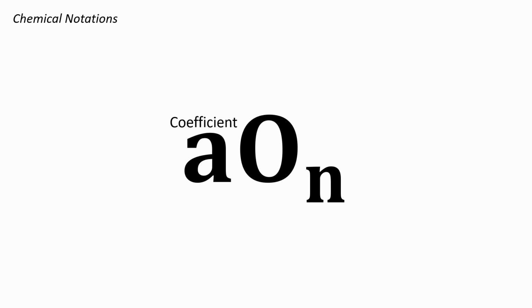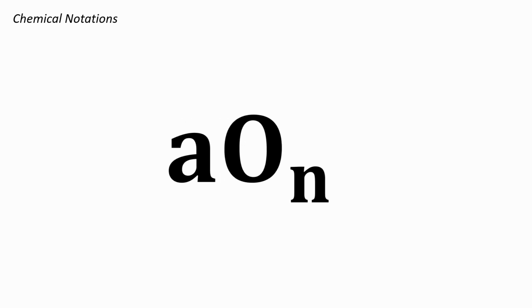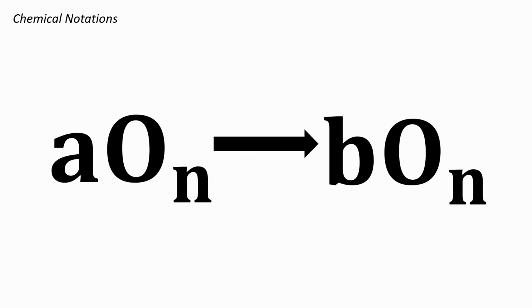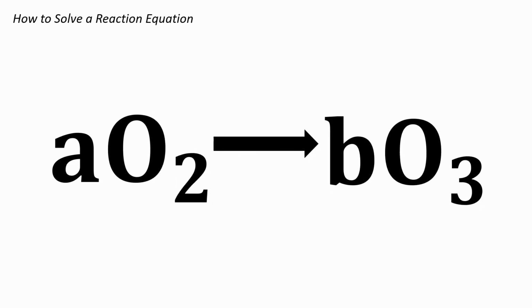The lowered letter n represents the number of a certain atom in a chemical and cannot be changed when solving a reaction equation. This is probably better shown in an example, so let's look at an unbalanced equation. Here we can see the reaction of O2 turning into O3. This is a reaction of dioxygen turning into ozone.